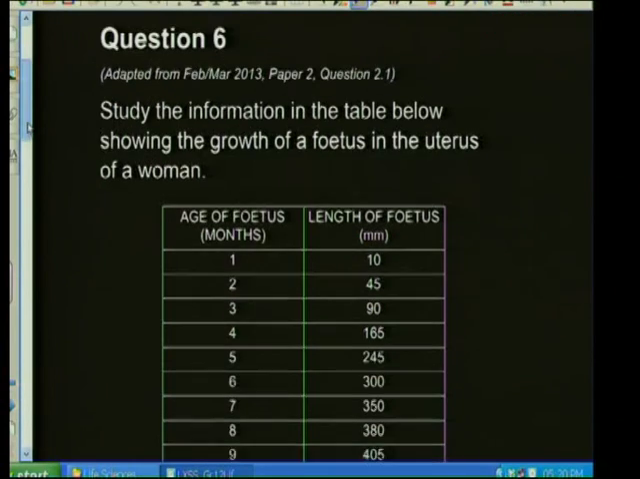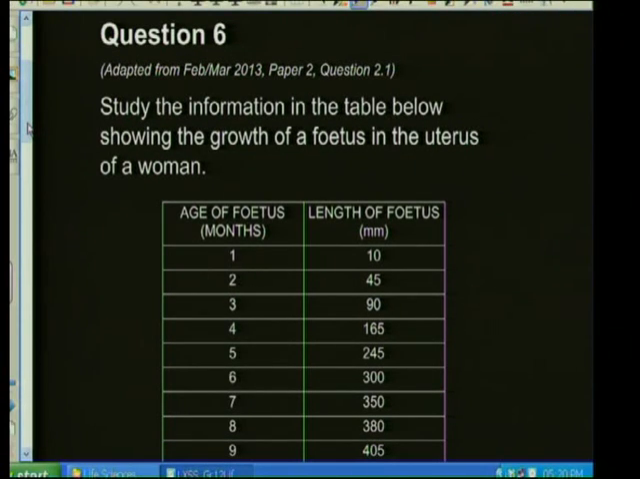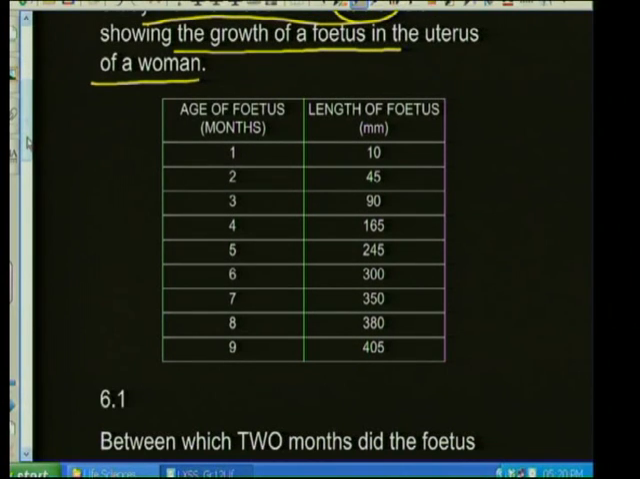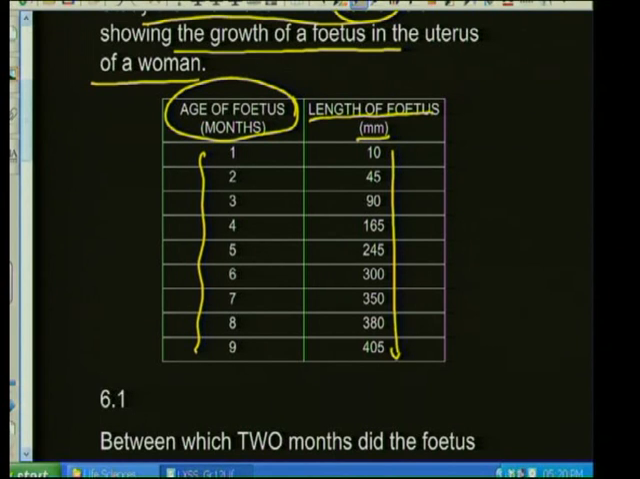We move on to question 6, also from March 2013, paper 2, question 2.1. Study the information in the table below showing the growth of a fetus in the uterus of a woman. In the left column, they're telling you the age of the fetus in months, proceeding from 1 to 9. And on the right-hand side, the length of the fetus in millimeters, showing growth. Straightforward table, easy to read.